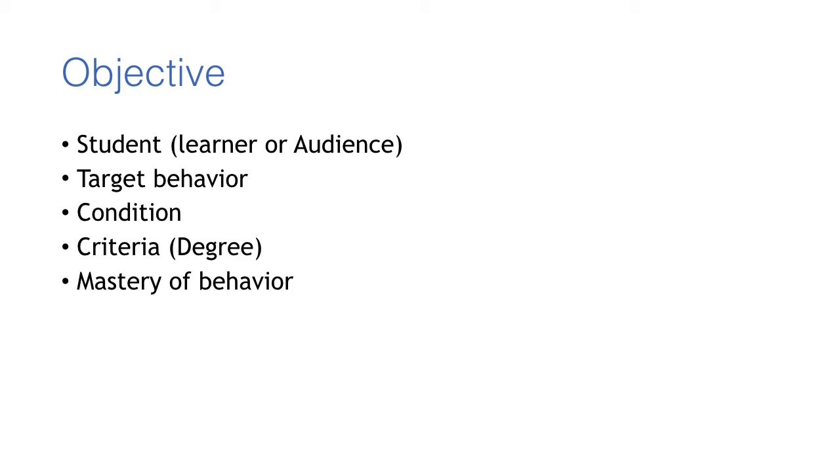And for each objective, you must include these 5 elements because the objective is a teaching objective. So you are going to teach this behavior you set, and you are going to measure students' progress on this objective. So you must be clear and make it observable and measurable. In your objective, you must include these 5 elements: target behavior, student, condition, criteria, mastery of behavior. Let's take a look at each element.